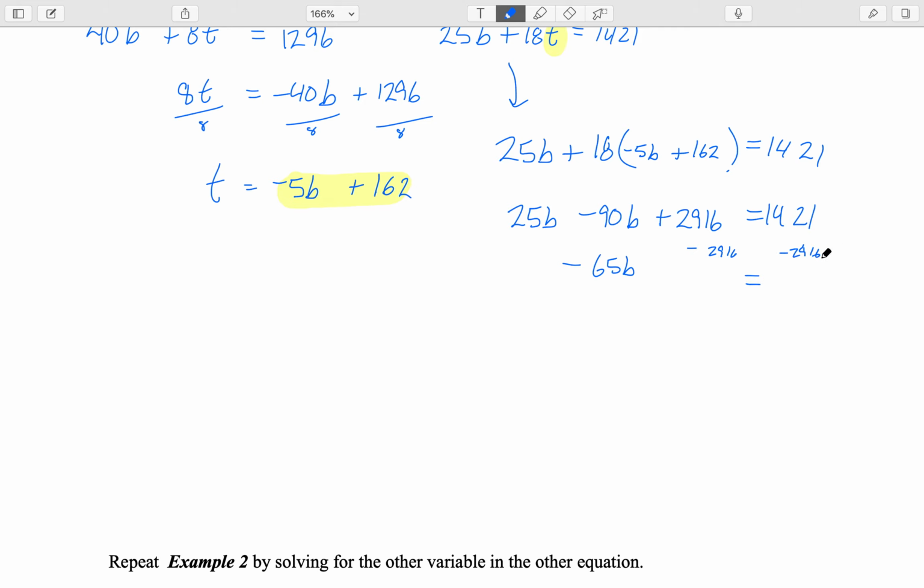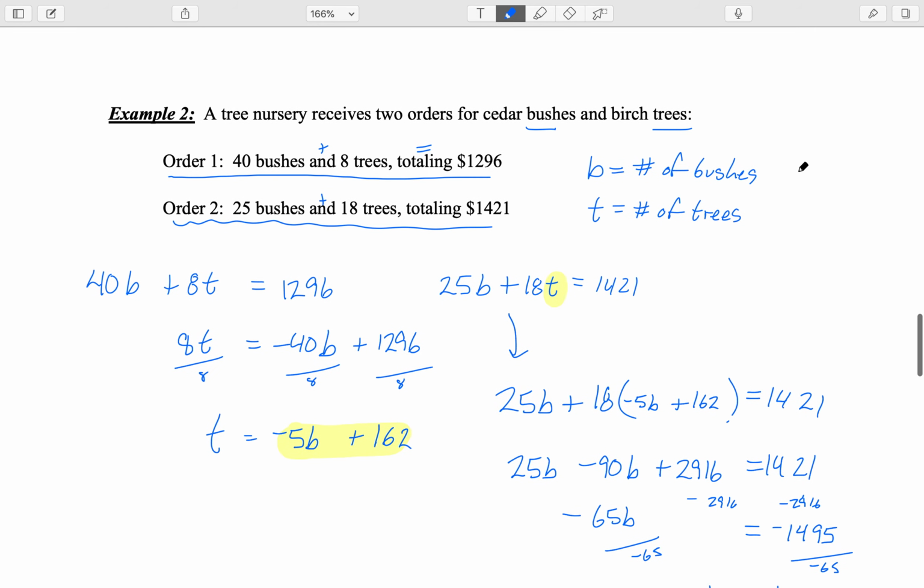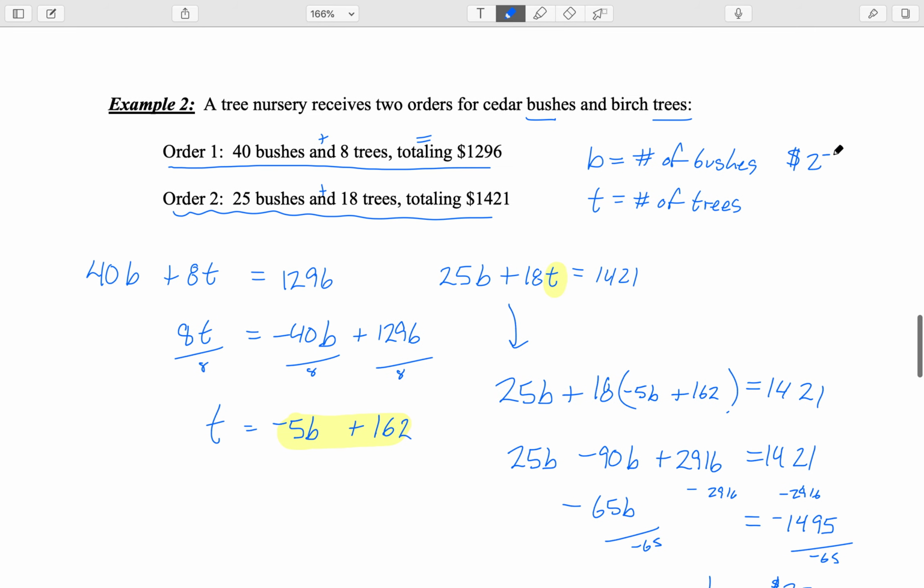So 1421 minus 2916 is going to give me negative 1,495. Yikes. Divide by negative 65, divide by negative 65. I end up with b is equal to 23. Okay, that's a pretty nice number. That's probably not a coincidence. That's exactly 23. Okay, so is that the answer? No, hang on. That's only one of them, that's the bushes. So bushes are $23.